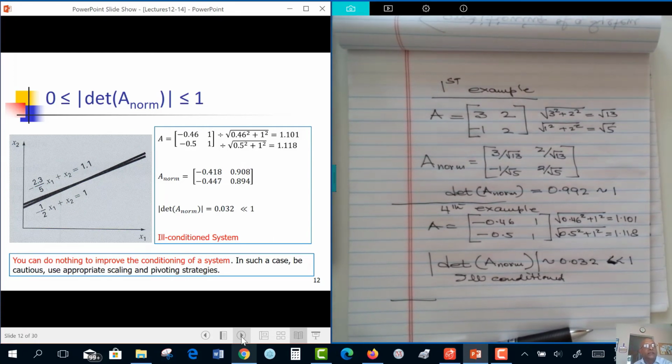But of course, when we go to n beyond 2, we cannot think in terms of lines. So here is the basic fact. You can do nothing to improve the conditioning of a system. All you can do is not make it worse. So when you are computing with an ill-conditioned system, every time you do some computation, you have a round-off error, you have a potential of making your system worse. So in such a case, you need to be cautious. You need to use very, very careful scaling and pivoting strategies. So I'll explain these two words, scaling and pivoting, later on.